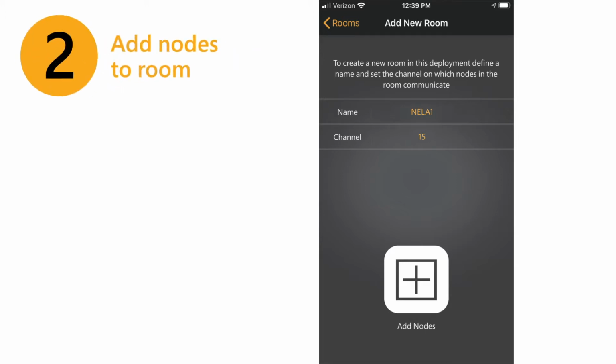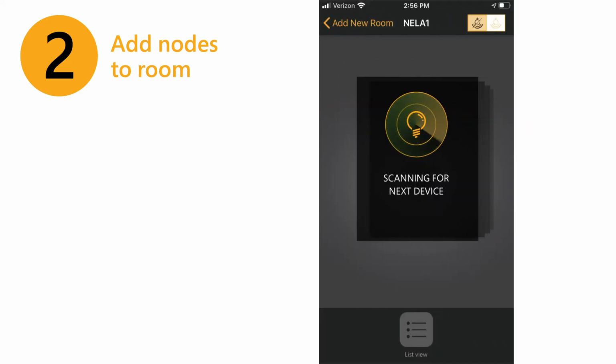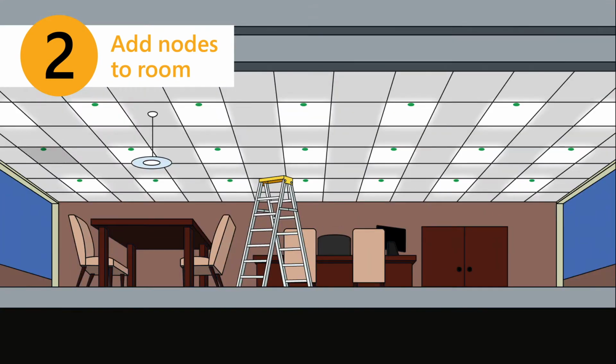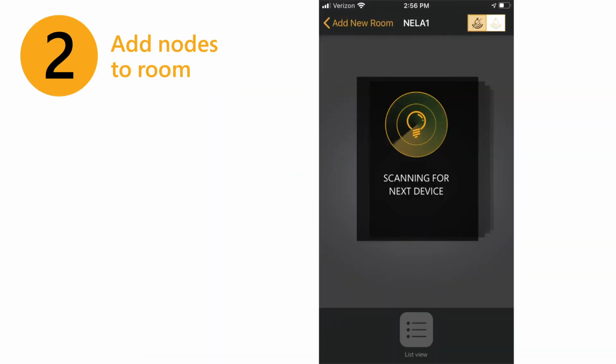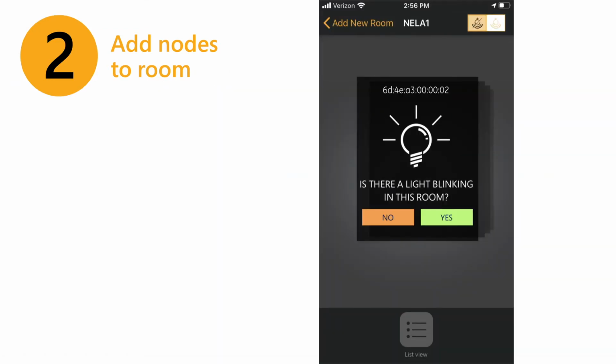In Step 2, you'll add nodes to the room. Nodes are fixtures with embedded EZ Connect sensors or fixtures connected to an EZ Connect accessory kit. Choose Plus to add nodes. One light fixture in your room will blink. This first commissioned device is considered the master for this room. Touch the Yes to commission the fixture.